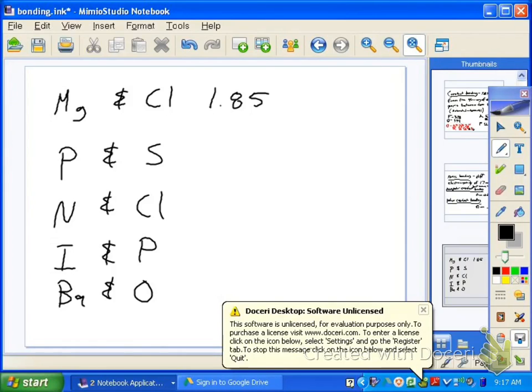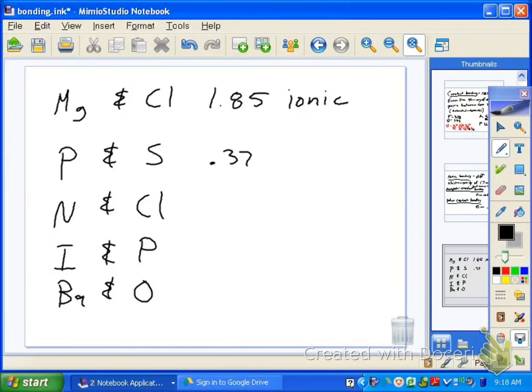All right. Phosphorus and sulfur. Okay, Kendall, what'd you get for that one? Covalent bonding. Okay, what was the difference? 0.37. Does everybody else have 0.37? 0.39? It's still going to be polar covalent. Okay?